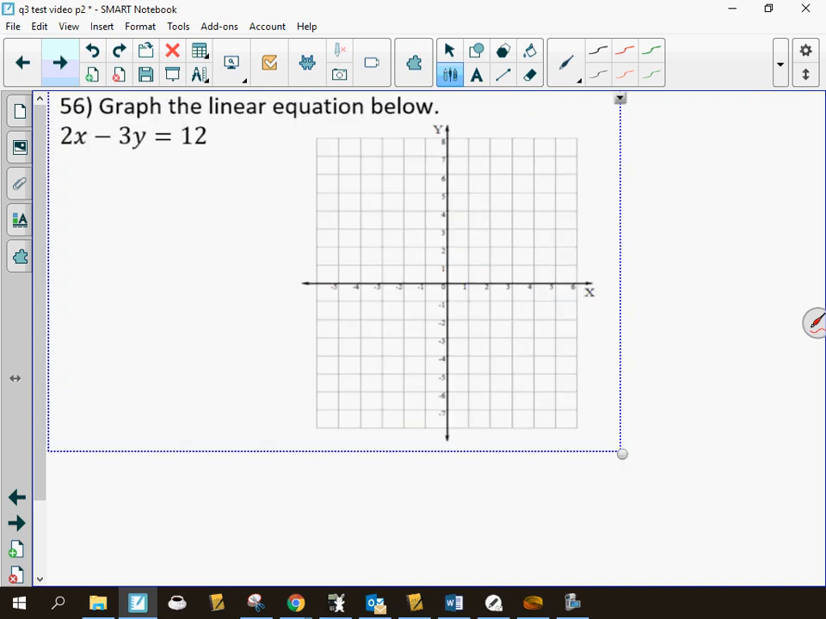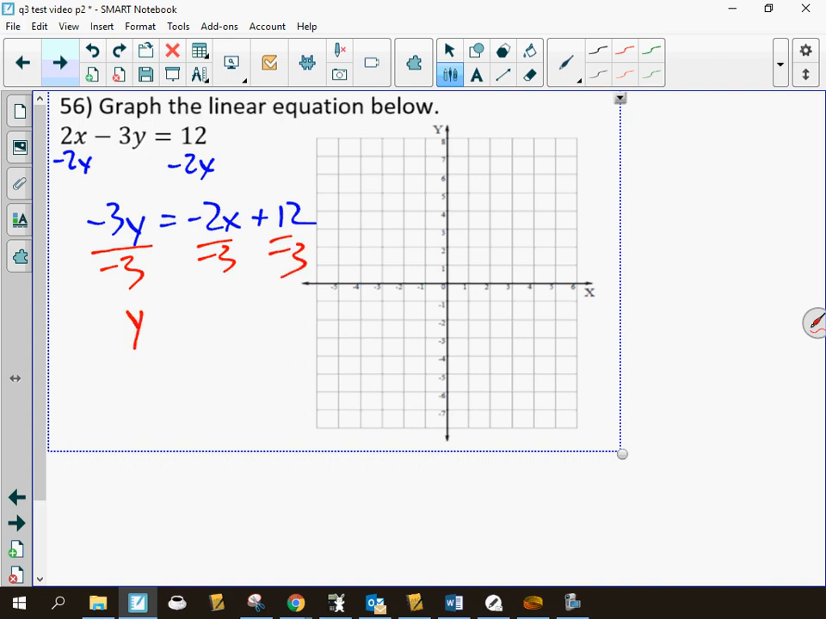All right, 56, same thing. We're going to have to solve for y. Subtract 2x from both sides. -3y equals -2x plus 12. Divide both sides by -3. And I'll get y equals 2/3 x minus 4. So the y-intercept is -4. The slope is 2/3. Sorry, that line was a little off. There we go.